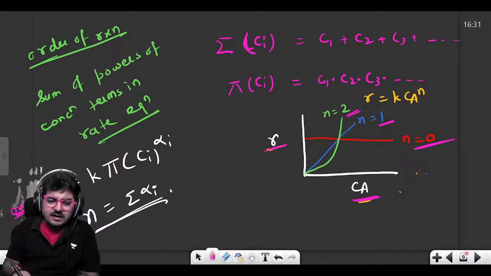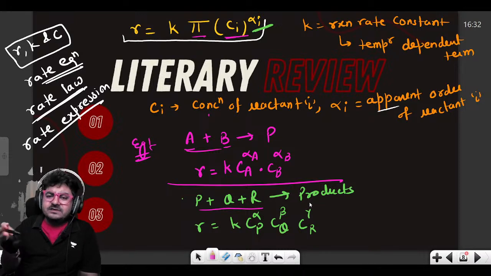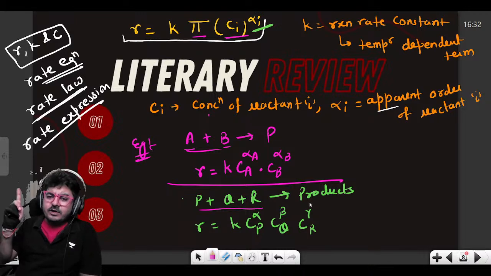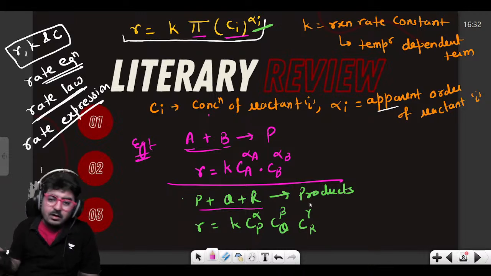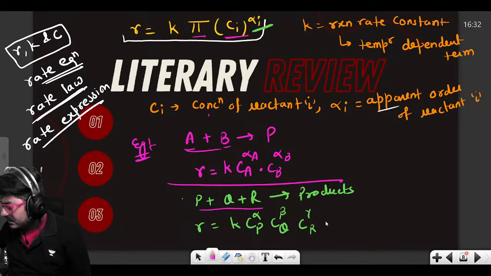But if you are having a reaction in which multiple reactants are there, like A, B, or P, Q, R, or something, so apparent orders signify the same, but for individual reactant. And overall order is for the overall effect, the combined effect of all the concentrations.